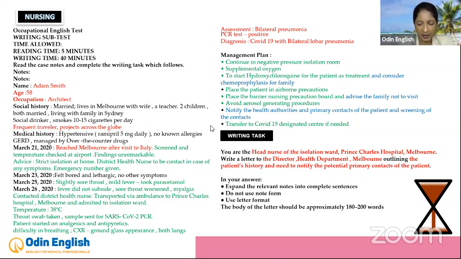Ansi Mariam Abraham: "I am writing to request you to notify and screen the primary contacts of Mr. Adam Smith, who has been diagnosed with COVID-19 and pneumonia." Okay. Yes, Mary Vipinu, you have changed it to primary contacts, correct?